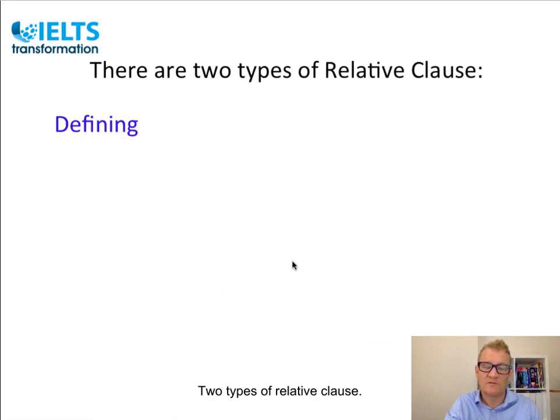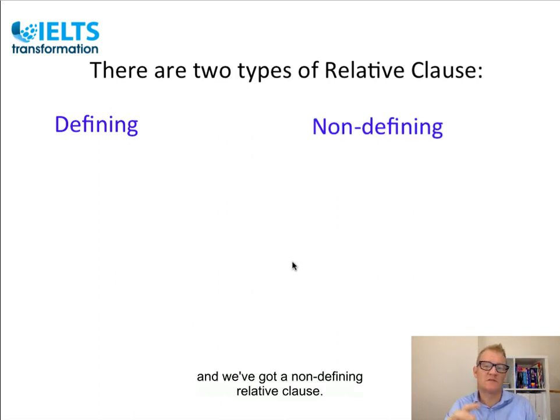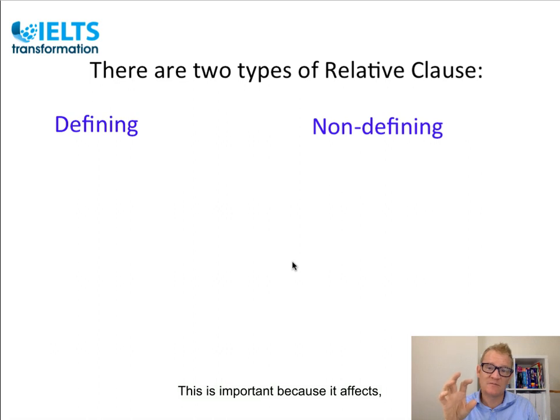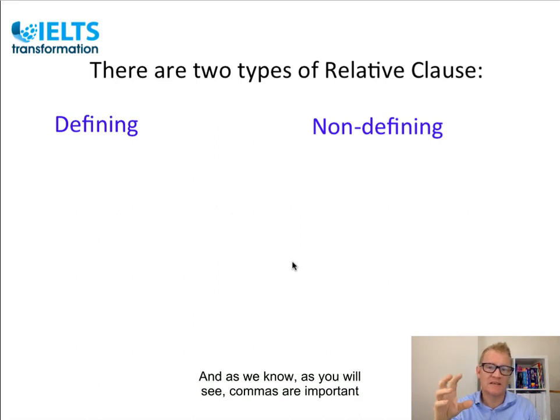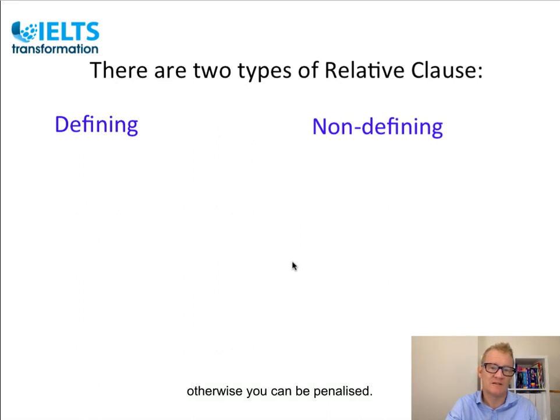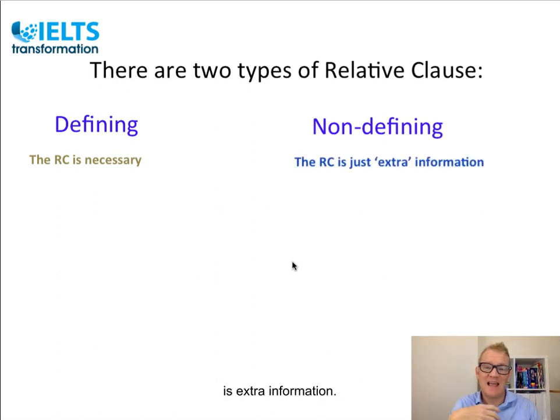Two types of relative clause. We've got a defining relative clause and we've got a non-defining relative clause. This is important because it affects which words you can use, and it affects commas. And as we know, as you will see, commas are important because you need to get the punctuation right. Otherwise you can be penalised. So a defining relative clause is when the relative clause is necessary. We need it to understand the sentence. A non-defining, on the other hand, is extra information.